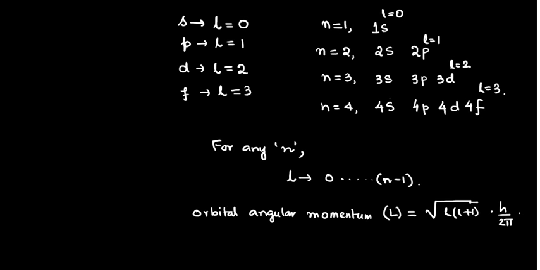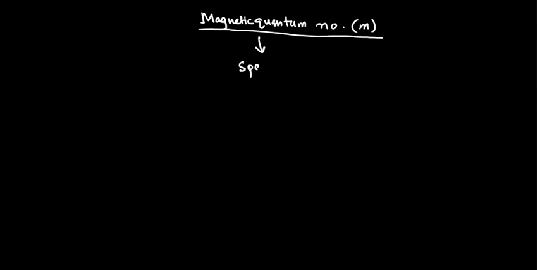Now let us have a look at the next quantum number, which is the magnetic quantum number. The magnetic quantum number is denoted by, as we have seen, small m. What we have seen is that under shells there are subshells, and subshells have specific orientations in space. Each orientation is known as an orbital. So m designates the specific orbital within a subshell.